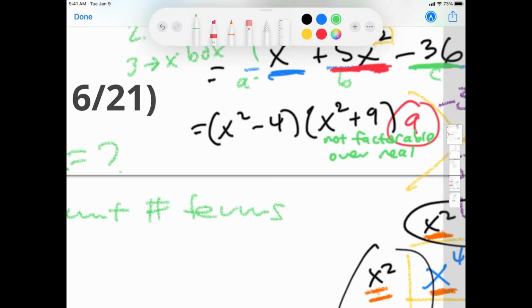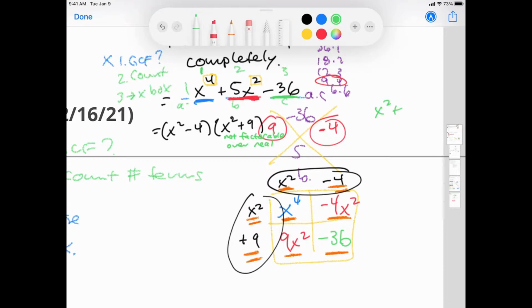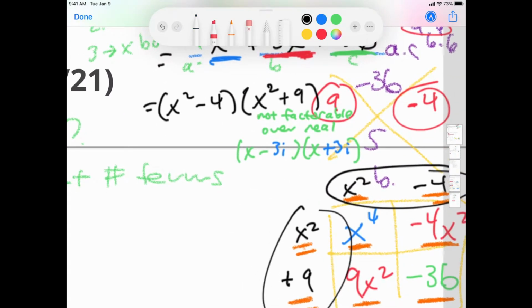If you did decide to get an answer for that one, I'll just show you really quickly. x squared plus 9 equals 0. x squared equals negative 9. x equals plus or minus the square root of negative 9, which would be the square root of negative 1 times the square root of 9, which would be x equals plus or minus 3i. And if you put it back in here, you would get a negative 3i and a positive 3i. But that's your complex answer.